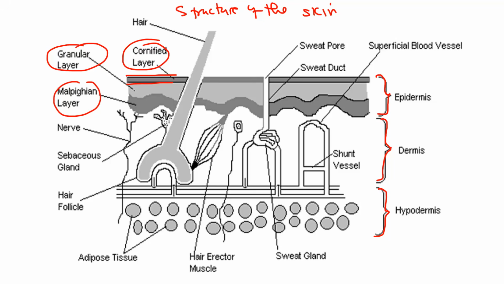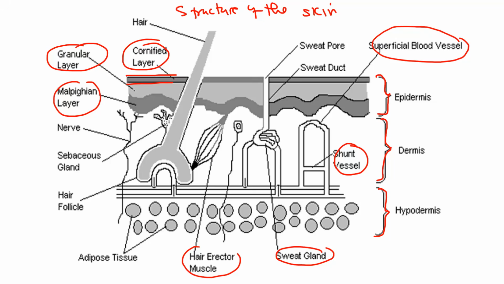Let us proceed to look at the dermis. So the dermis has quite a lot of parts here. Starting from the right, we have the superficial blood vessel. Pay attention to this part, because as we look at how the body temperature is maintained in different conditions, we'll be able to look at this. Then we have the shunt vessel. Then we have the sweat gland. These parts are very important to know.